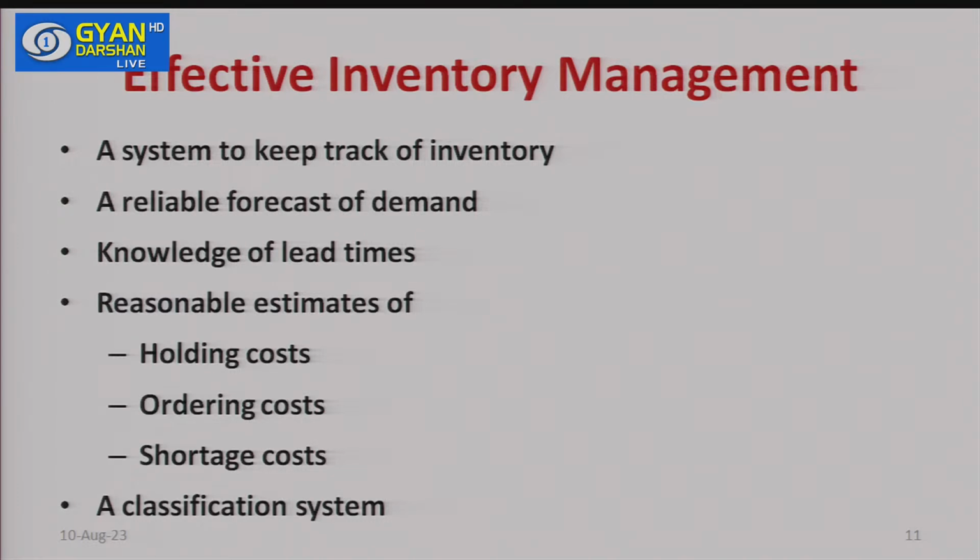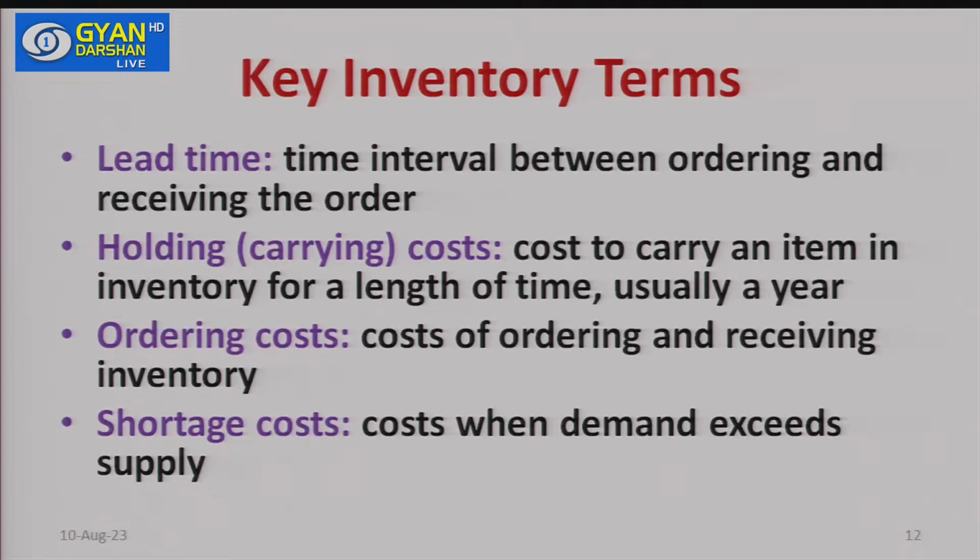Another thing is that you have a classification system. You can classify the system in A, B, C categories, where A is low quantity and high cost. So these are basically the indicators of an effective inventory management system.